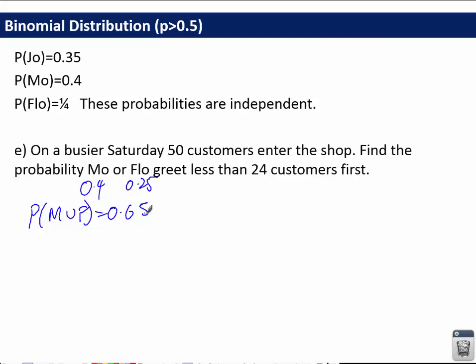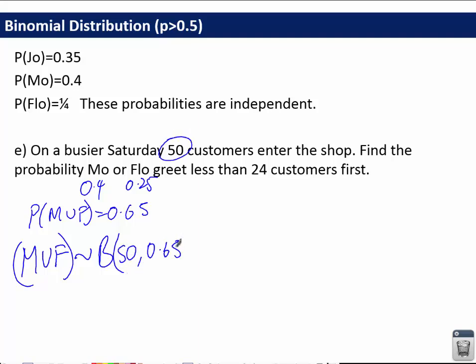Now, next thing we need to do is acknowledge the fact that this is a binomial distribution. You don't do it like that. What you do is like this. You say Mo or Flo is binomially distributed. We have how many trials? 50 trials. And we have a probability of 0.65. Now, we're talking about Mo or Flo greeting less than 24 customers.